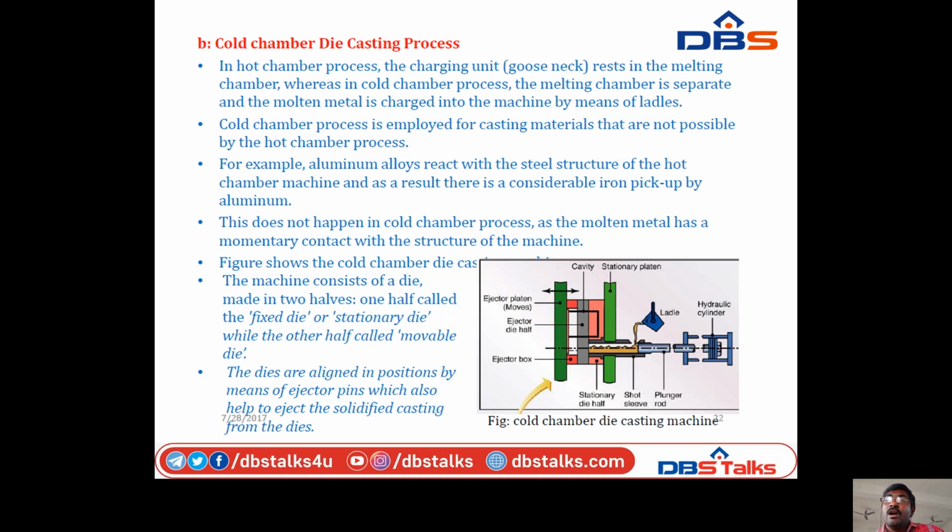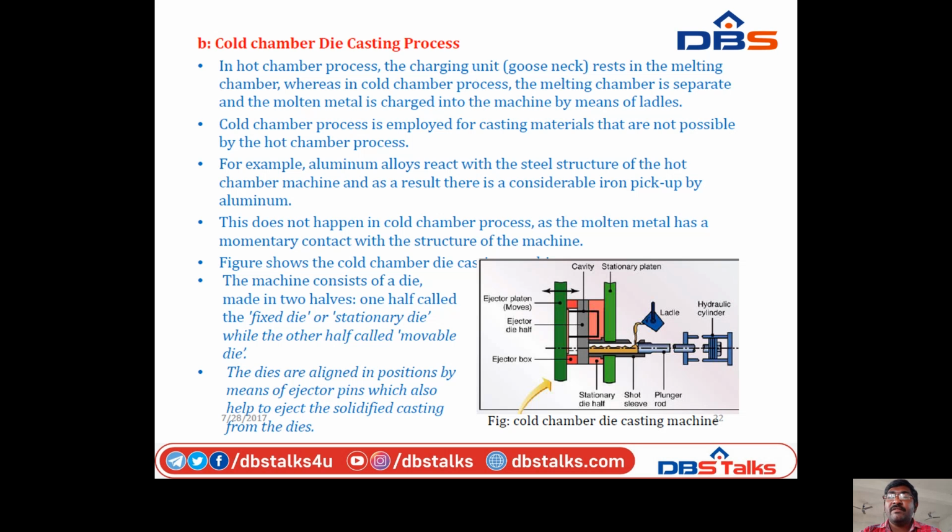For example, aluminum alloy attacks the steel structure of the hot chamber machine, and as a result there is iron pickup by the aluminum. This does not happen in the cold chamber process, as the molten metal has only momentary contact with the structure of the machine. Figure shows the cold chamber die casting process.